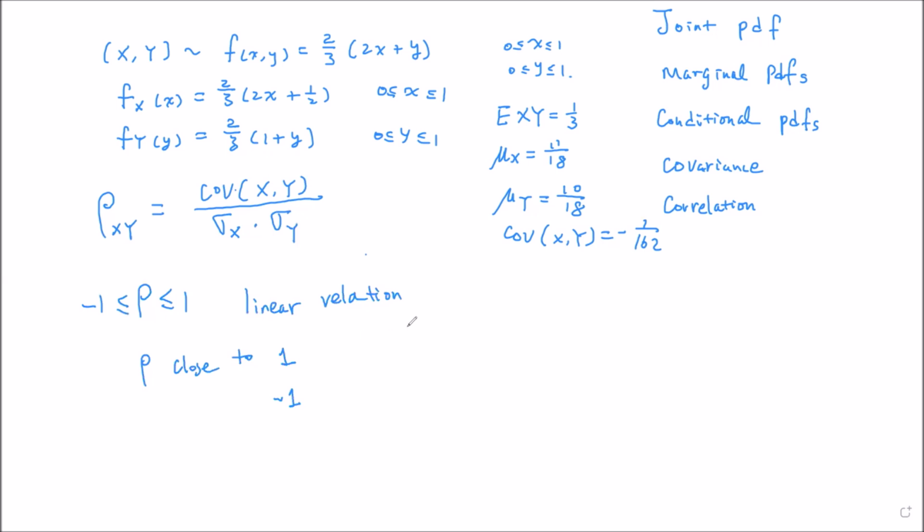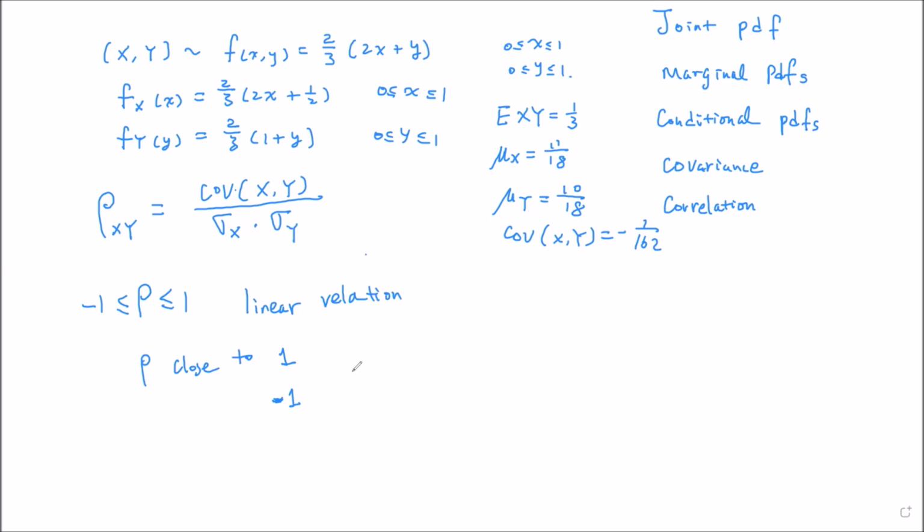When rho is positive, that means two random variables are positively correlated, which means when x gets bigger, y tends to get bigger. I really cannot say exactly that when x gets bigger y has to be bigger, so we don't really know. It's kind of a trend. And when rho is less than 0, then it's negatively correlated. Okay.